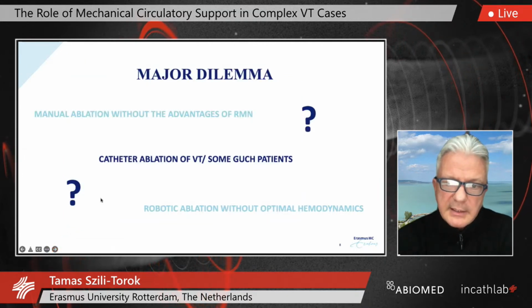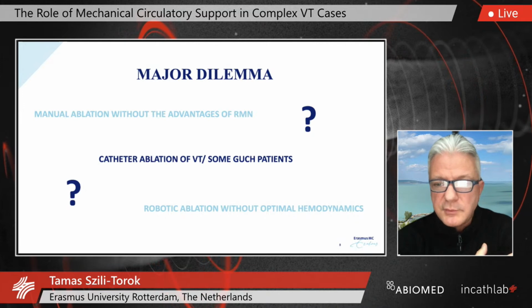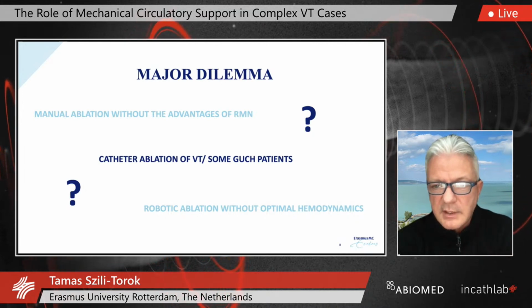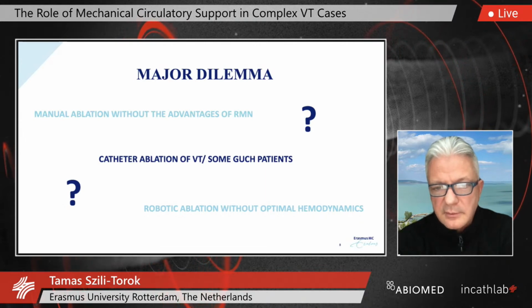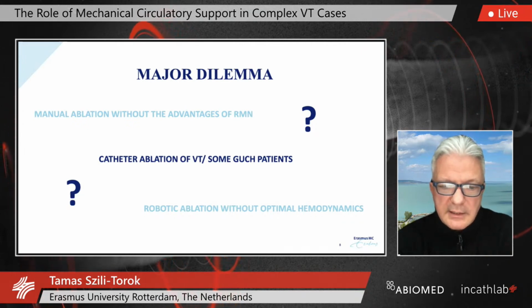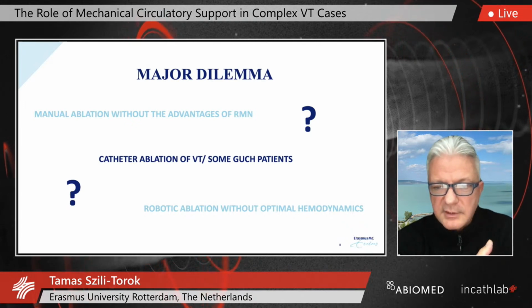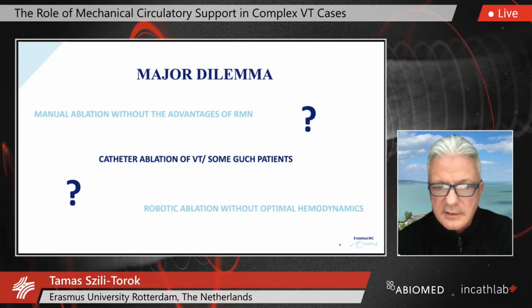So what is the dilemma? I had to do a case 2 or 3 weeks ago. It was a redo ablation for an LVAD patient. And we know that for the LVAD, we cannot use the magnetic navigation because it doesn't work. So should I use a manual ablation without the advantage of the robotic magnetic navigation that we developed over the last 20 years? Or should I use robotic ablation but without optimal hemodynamics? Of course, in an LVAD, it was not a question because I cannot remove it. So I had to do it manually, and I suffered enough, I can tell you.